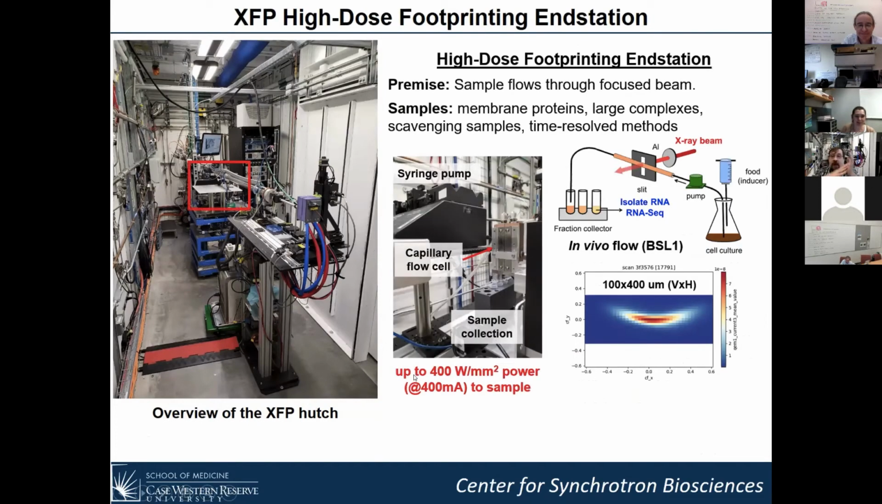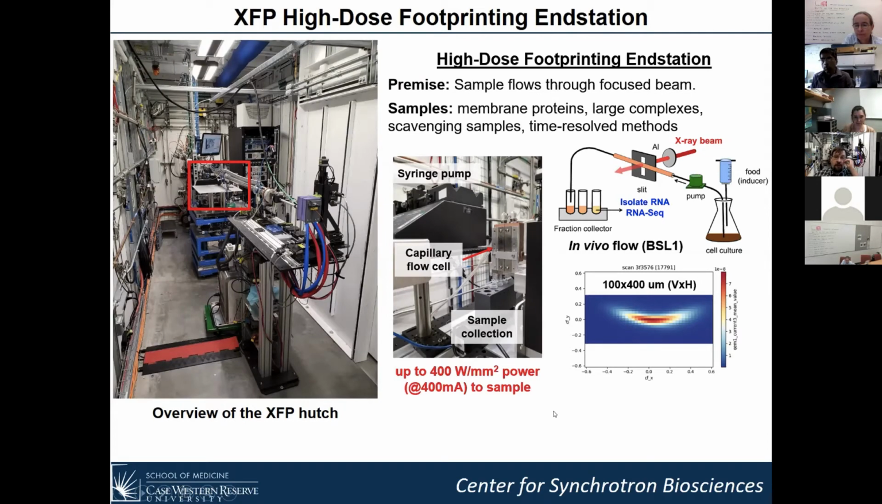So we have the high dose footprinting end station further upstream. Cheyenne went through a lot of this, so I'm not going to go through it in great detail, but this is the area where we've hosted his CHET experiment, where we do capillary flow from time to time. The premise is essentially that the sample flows through a focused beam of a defined cross section, and the velocity defines the exposure time.